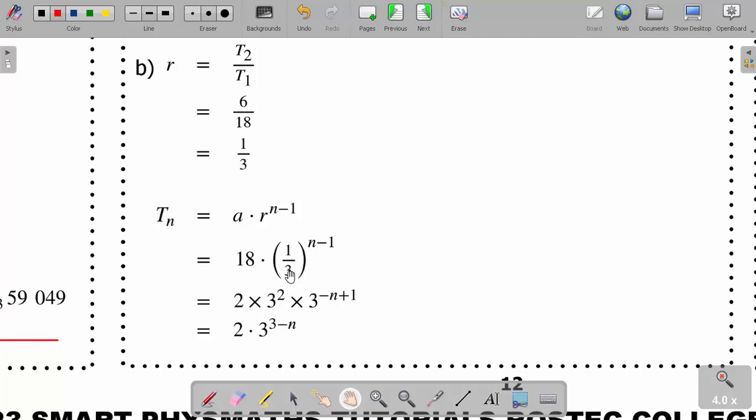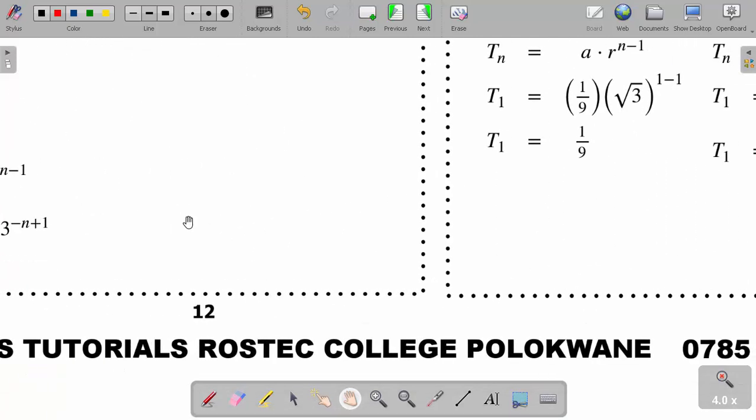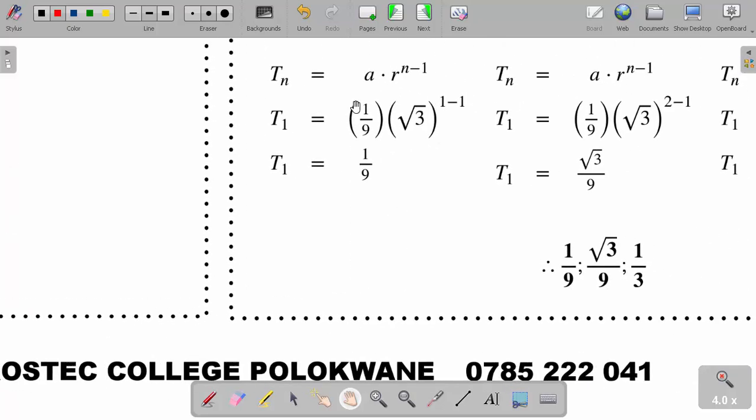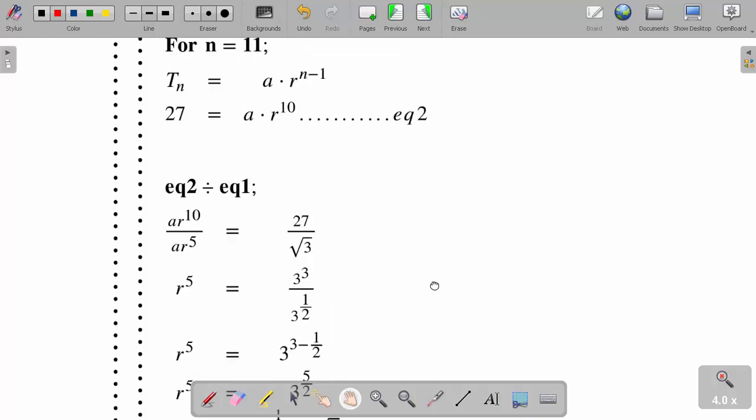Now here I can say 3 power negative 1, then power n minus 1. If I take it to the numerator, it becomes power minus n plus 1, which gives us 2 times 3 power 3 minus n. Hope we are together. Okay, let us proceed. Now, still more about geometric sequences here.